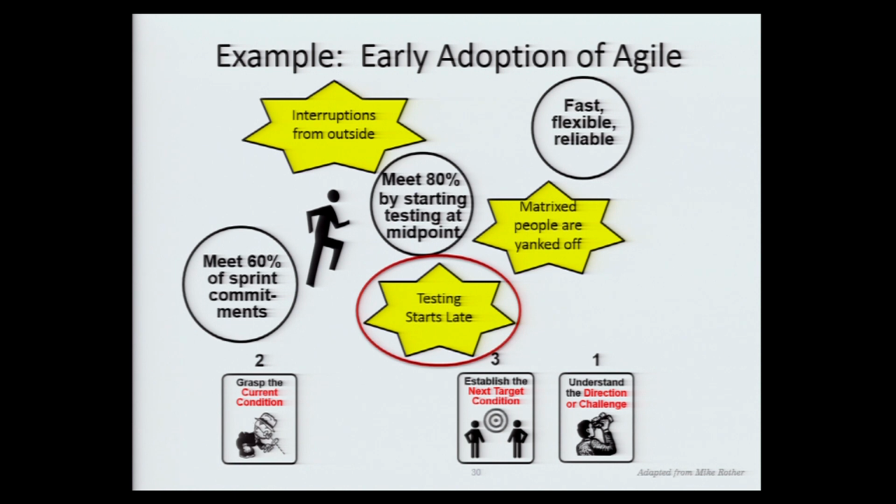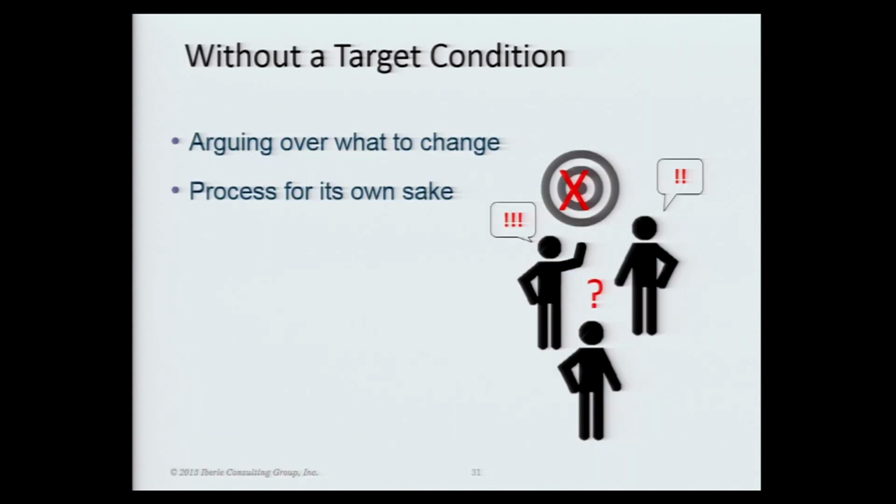And okay, we're going to try and get to 80%. We're going to try to start the system test by the midpoint of the sprint, so we have a little bit more time to fix bugs that are found. So the target condition helps people focus. They stop arguing over what they should change. And there's a lot of things you could change, and a lot of them are good ideas. So it's not saying that any of them are bad ideas. It's saying right now we're going to put these on the shelf and we're going to focus on this one.